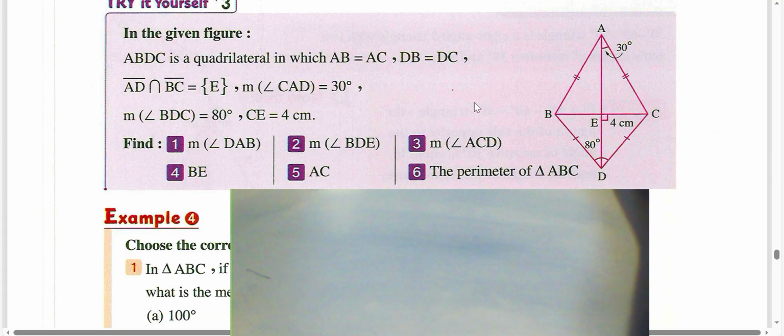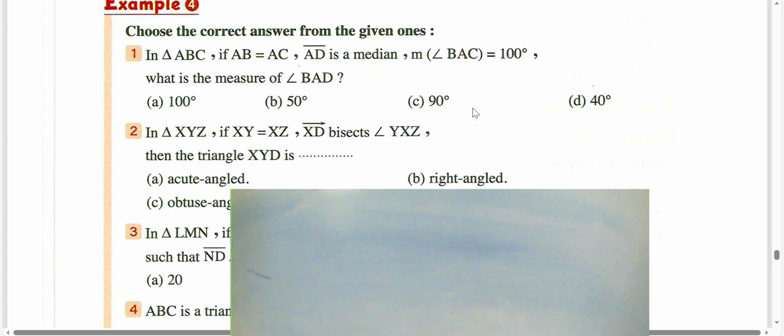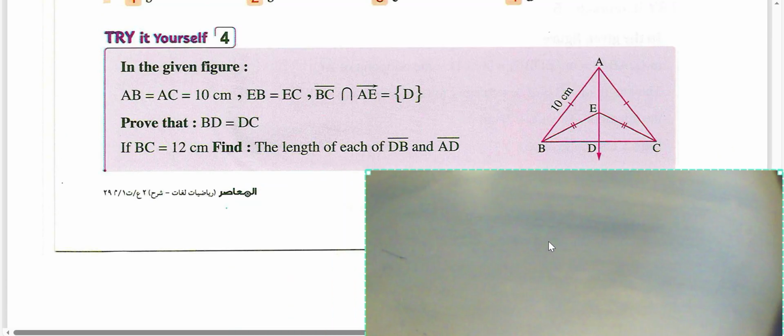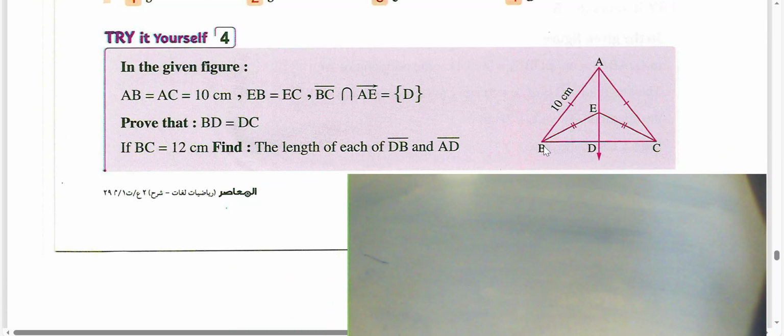See question number 6. Okay, complete with me. Next question, try it yourself. Number 4. In the given figure, look here, AB equivalent to AC equal 10 centimeters, AB equal AC. We have a small isosceles triangle down here. We want to prove that DB equal DC. We can prove that two triangles are congruent. How is this?